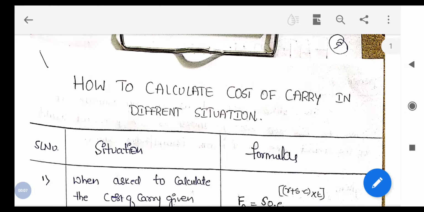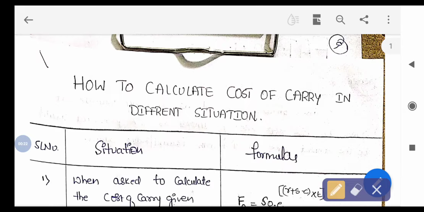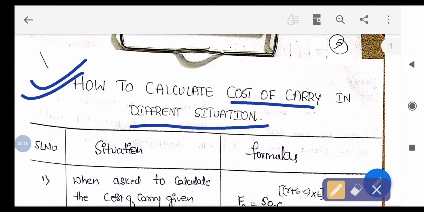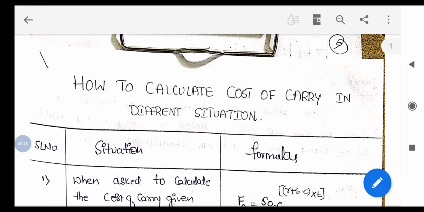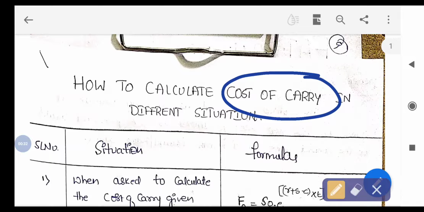Hi everyone. As in the last class, we have started the cost of carry model. On that we discussed one problem. So now here I will tell you the different formulas to be used in different situations for the purpose of calculating the cost of carry.